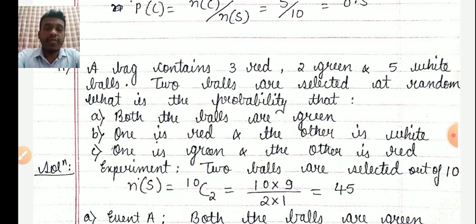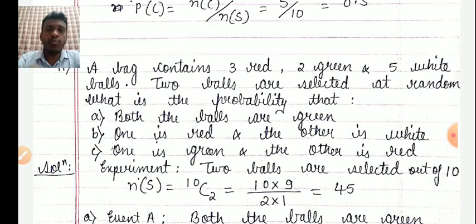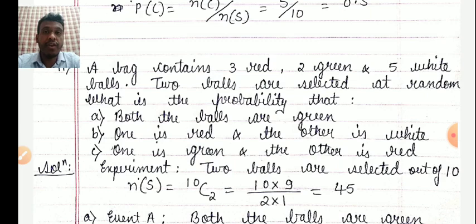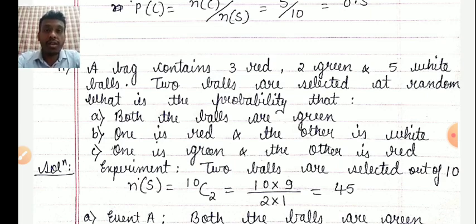n of s, that is the number of items in the sample space. There's no need to write everything like red red, red green, green green, white white. This way you can directly find the number of items in the sample space. Here the number of items in the sample space is not equal to 10. Had it been a case where you are picking only one ball at a time, then the sample space would have been 10, but now you're selecting 2 at a time. So you have to use combinations, you will have different combinations. So you're talking about the total number of combinations here.